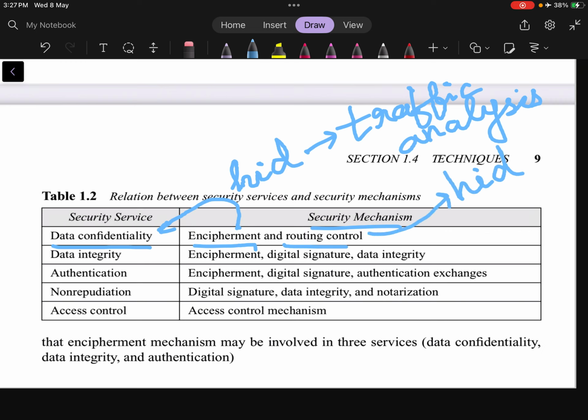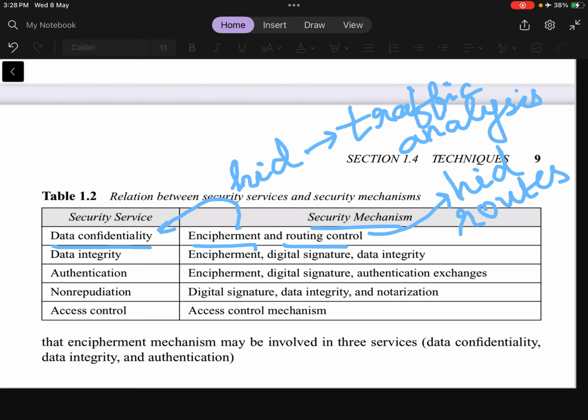hide, that is again traffic analysis, so that the attacker cannot do traffic analysis. We use different routes so that he cannot eavesdrop. If he eavesdrops, then our data will be leaked to him. So these are the two mechanisms which can be used so that data confidentiality is maintained. Data integrity: again encipherment, digital signature. Encipherment hides the data from the attacker, so the data integrity is maintained. Authentication: again encipherment, digital signature, authentication exchange.